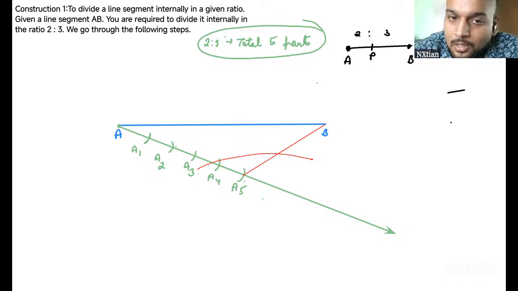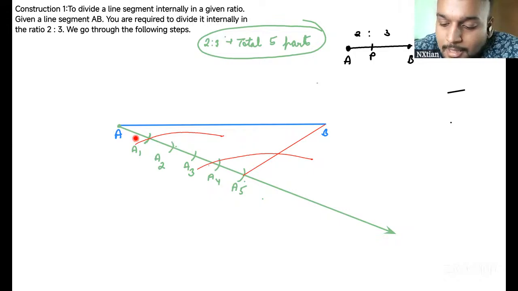Okay. Done. Now, what ratio do they ask? They ask 2:3. Now put your compass on A2, without disturbing the compass. You don't have to disturb the compass. Understood? Without disturbing the compass, put your compass on A2 and make an arc like this. On A2, I'm saying, okay? Put the compass on A2 and make an arc like this.